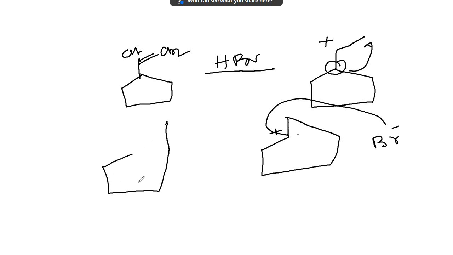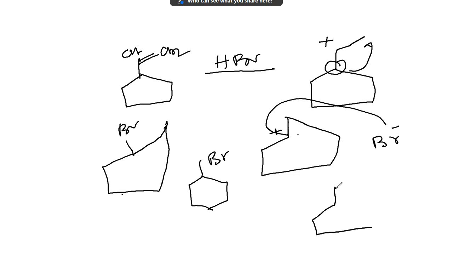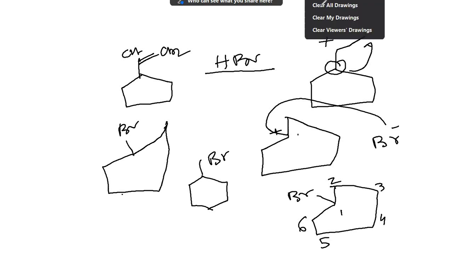One, 2, 3, 4, 5, 6. 6 carbons with Br over here. So bromocyclohexane will be the product over here. Or if you don't follow it that much, Br minus attacks over here. So it's the first carbon, second carbon, third carbon, fourth carbon, fifth carbon, sixth carbon. So a cyclohexane ring with bromine, so it's called bromocyclohexane. These are all the cases where one double bond is there.